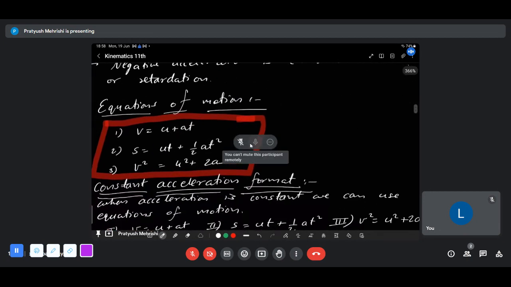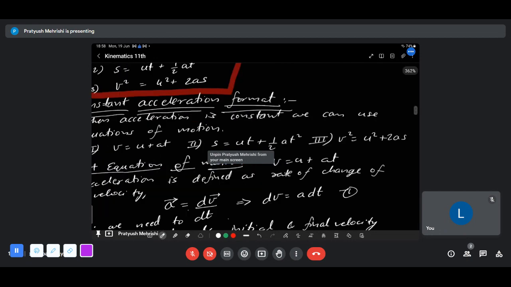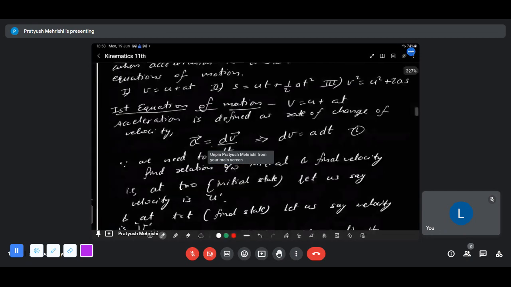Next is equations of motion. These equations of motion are only for constant acceleration. If the acceleration is constant, only then can we apply these equations of motion, otherwise not. Derivation of these equations of motion, you might be knowing already.